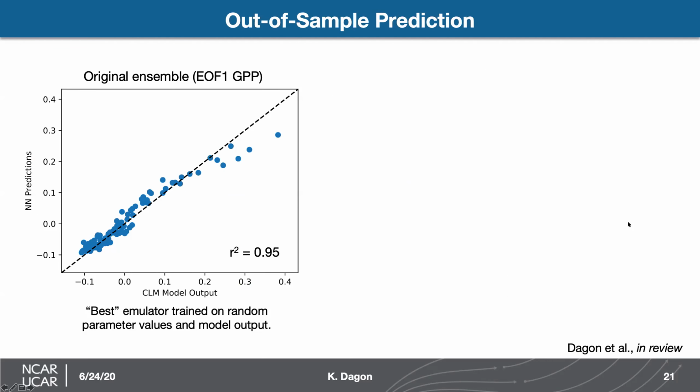Another way of testing the performance is to do additional out-of-sample prediction. Similar to the previous slide, here I'm showing all of the points from the original ensemble, the predictions versus the model output. This was the result from the best emulator trained on those parameter values and corresponding model output. But what I did next was take the same emulator and run an additional 100-member perturbed parameter ensemble with the land surface model, with different parameter values. Then I ran those parameter values through this emulator.